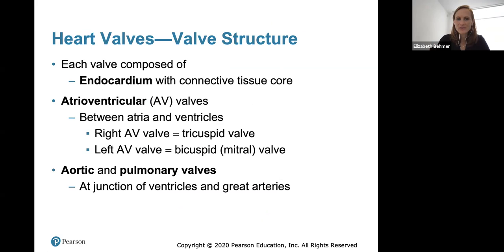The heart valve structure is composed of an endocardium with connective tissue. These you should know well. The atrioventricular valves are between atria and ventricles, and they are called tricuspid on the right side and bicuspid or mitral on the left side. The aortic and pulmonary valves are at the junction of the ventricles and the great arteries.